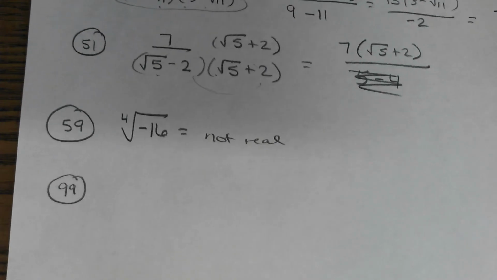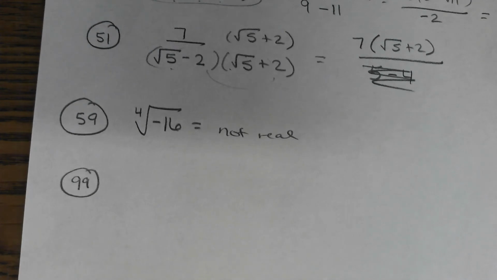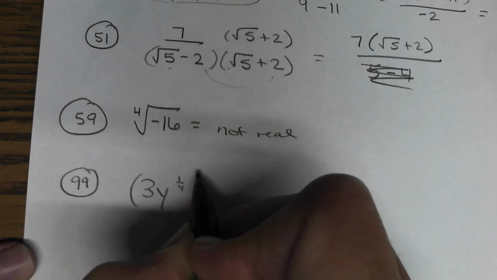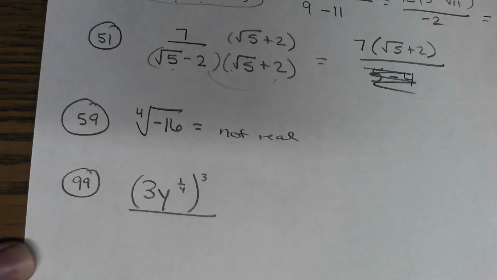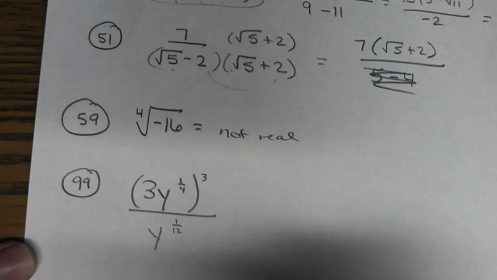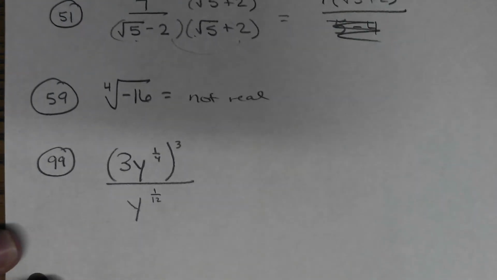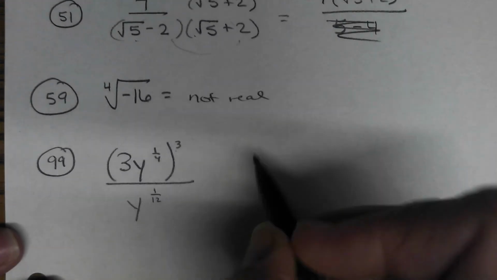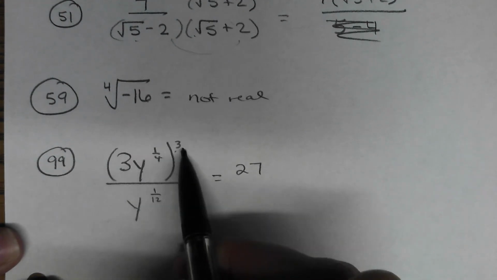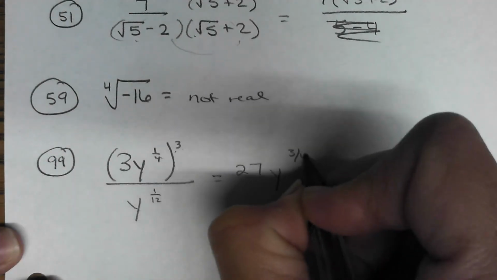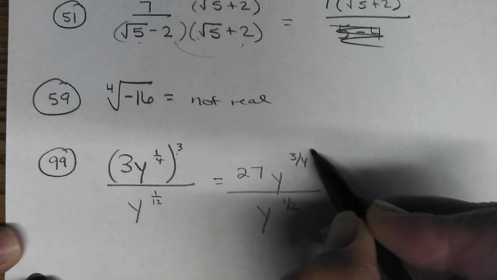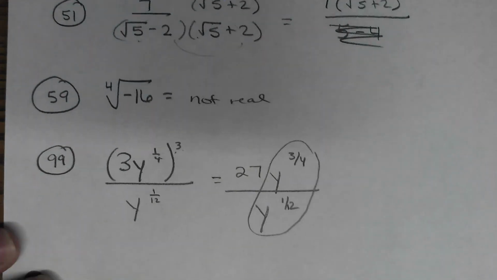99 was an exponent property one. The general rule I think is this: if it starts with fractional exponents, which is otherwise known as rational exponents, then keep your answer that way. I think it's typically what you'll see. So the parentheses 3 to the 3rd power is 27. Y to the 1/4 to the 3rd power, to power you multiply, is y to the 3/4 over y to the 1/12. Then you have common bases here, in which case you subtract the exponent.